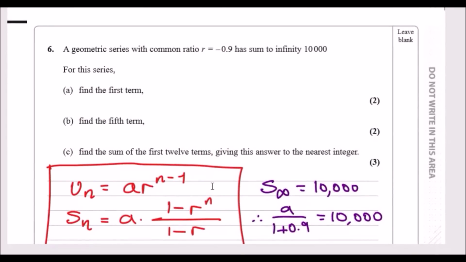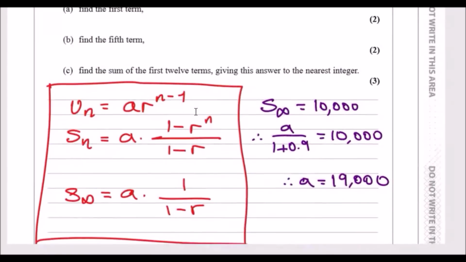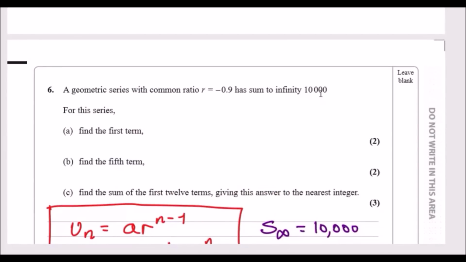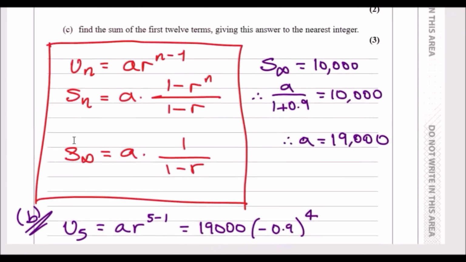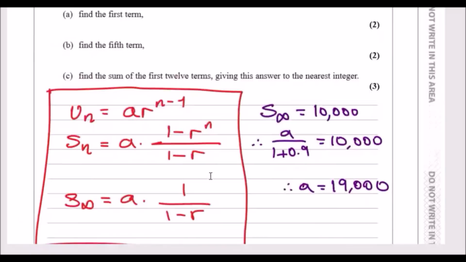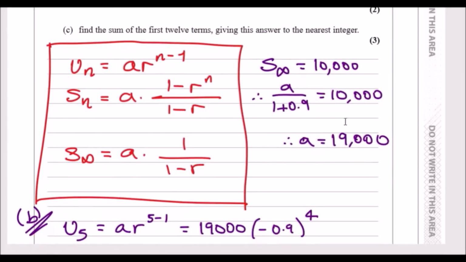Okay, so what do we want? It tells us the geometric series has common ratio r equals minus 0.9. So we can literally plug that in to all of them. And the sum to infinity is 10,000. Perfect. So this means the third equation gives 10,000 equals a over 1 minus minus 0.9. Just collect it nicely, and all of that equals 10,000. So instantly, timesing by 1 plus 0.9 across, you get a equals 19,000.